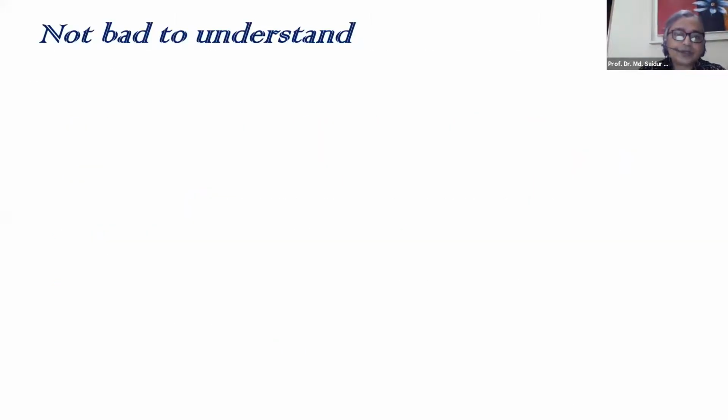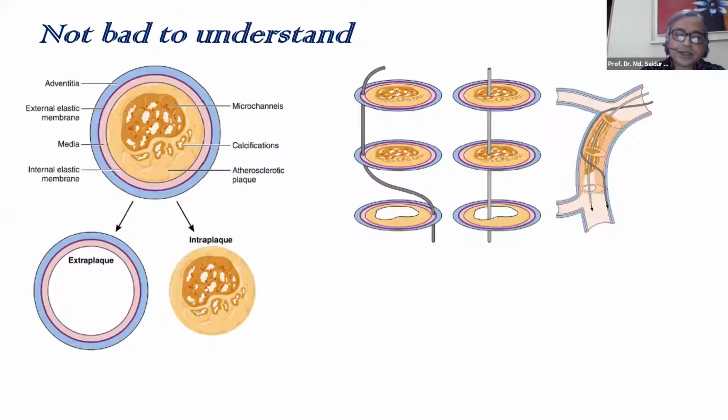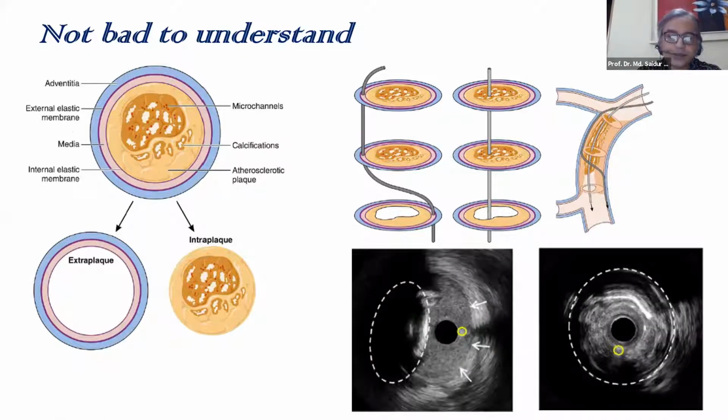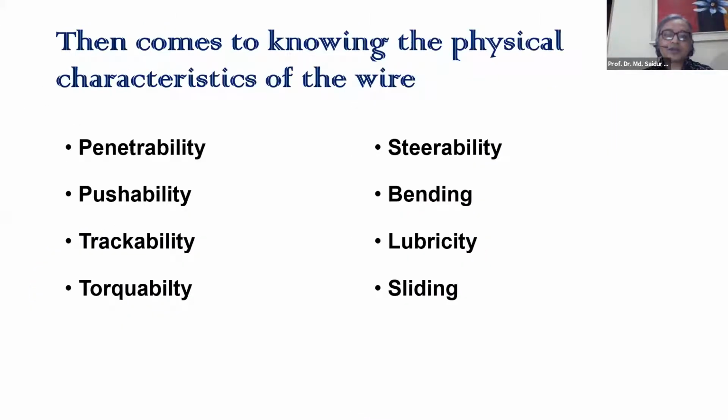So it's not bad to see these pictures here. You can see that this is going extraplaque, and then it is truly interplaque. By these two ways, you can go antegradely. Even with IVUS, you can show whether you are extraplaque or interplaque. Then we come to the physical characteristics of the wiring.